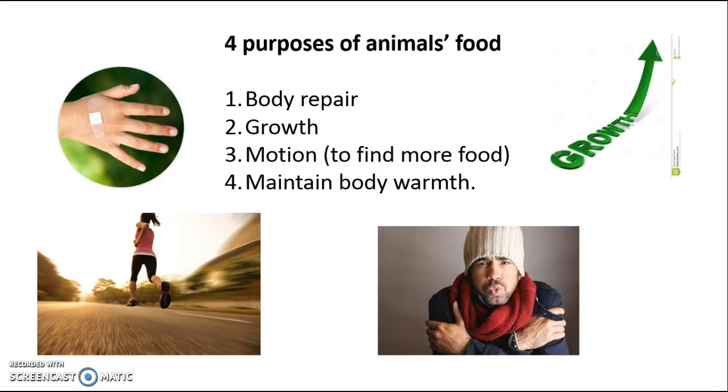And that would be the 4 things: body repair, growth, motion. And when we mean motion, it's not just humans. It's easy for us to do what we need to do. But think about that lion in the savannah who needs to eat. He needs enough energy to be able to catch his next prey. Maintain body warmth. Penguins have to eat a lot of food to keep their body warmth. These are all things that ensure that we survive.